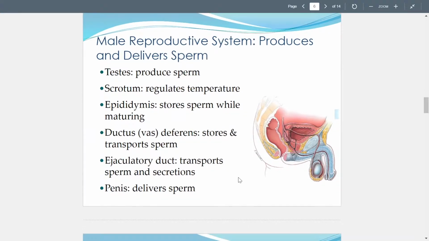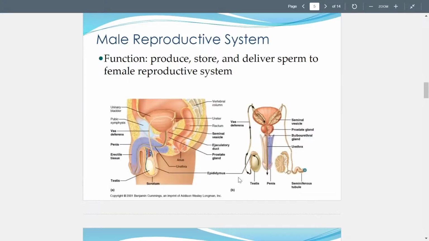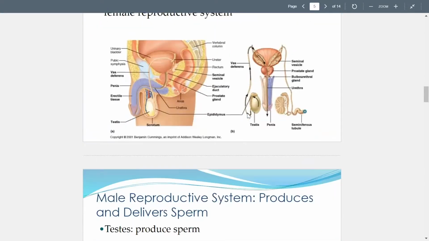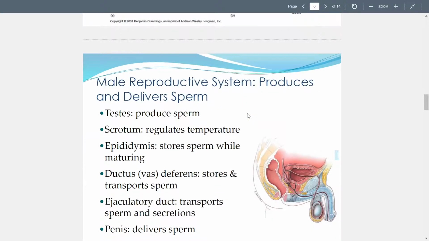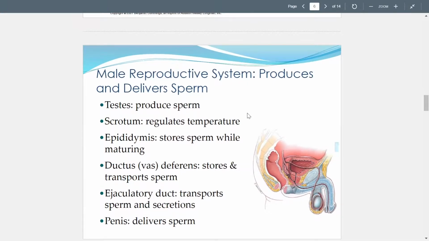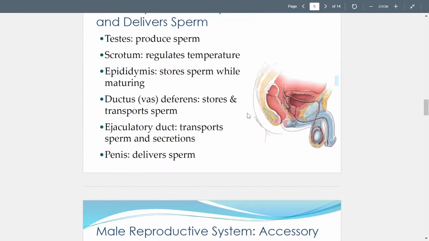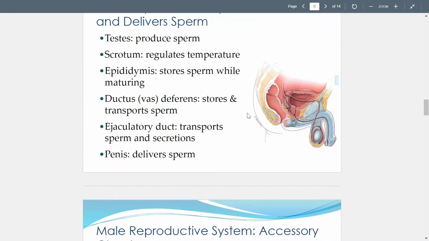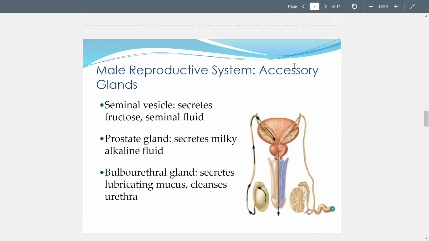The slide above shows where it is, but then what you really need to know is what that organ does, because she'll probably have that as a matching question on the test. Like what does the testes do, what does the ejaculatory duct do? So just review that slide for definitions.